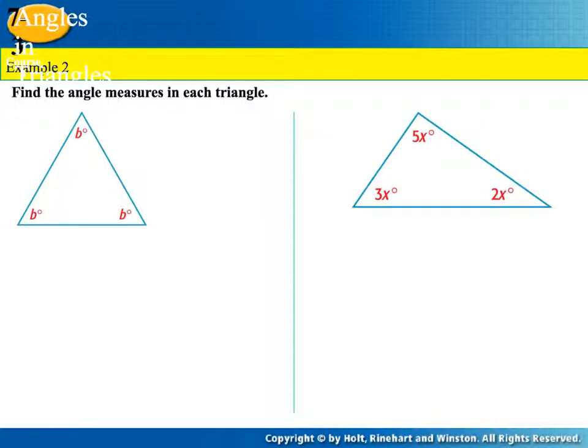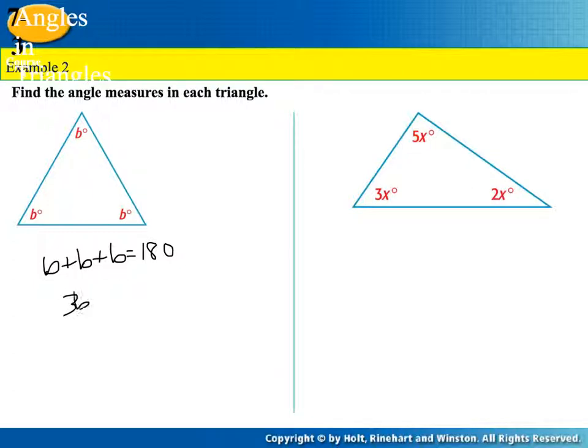So I've got a couple of trickier problems here. I want to see how we do. I'm going to set up the first one, see how that goes. So we have B, B, and B. What do we know about triangles? Well, if I add them together, they will equal 180 degrees. All right, well, what's B plus B plus B?